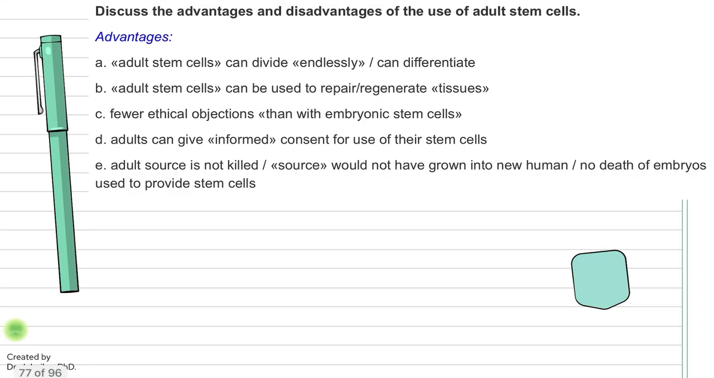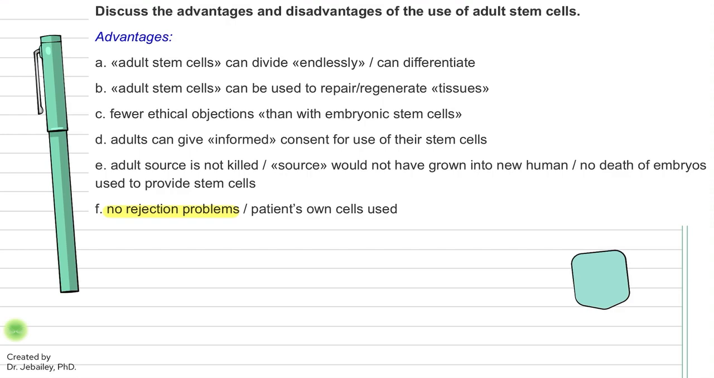The next one here is adult's source is not killed. I already mentioned that. With adult, you don't kill it, but with the embryos, you're definitely going to be killing it. There's no rejection problems. What does that mean? Let's say you want to take a stem cell from an adult's bone marrow. You're taking that stem cell from his bone, so that means it is his stem cell. That means it's his DNA. That means it's his cell.